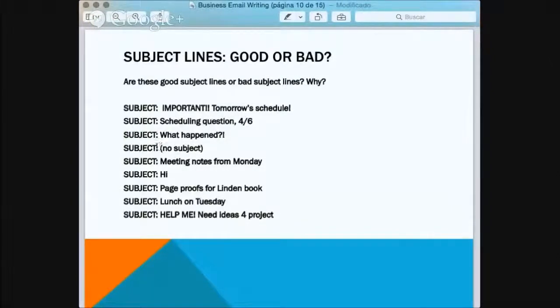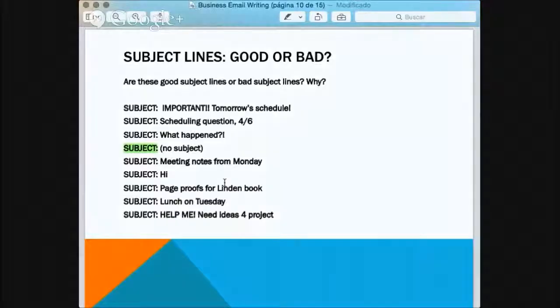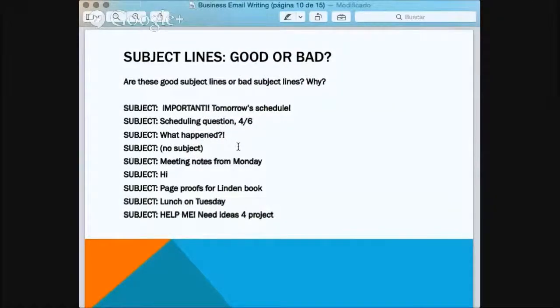So Fernanda, could you read the next one? Okay, well, no subject. Exactly. So is that an example of a good or a bad one? Definitely a bad one. And why? Because it's not being specific, and that person didn't take the care of writing something to inform or to say something, just sent it without anything.